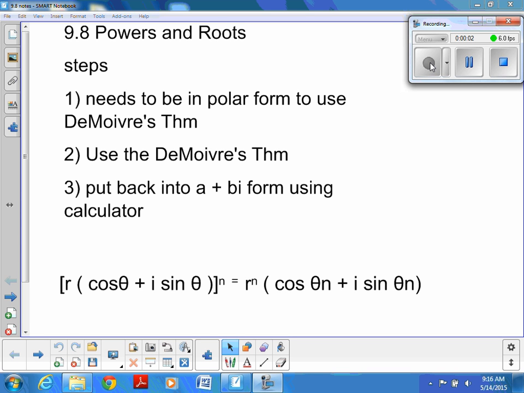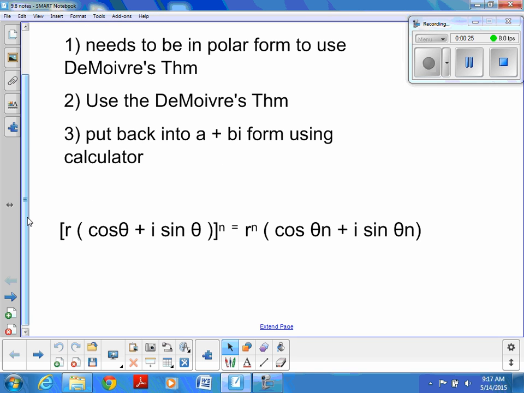Okay, so last section of the year, powers and roots. If you look at your formula sheet, we just learned products and quotients. And now if you look at the last one, it's called De Moivre's theorem. We learned how to multiply, we learned how to divide, but now how do you do a power? Do you see in De Moivre's theorem that it goes r cosine of theta plus i sine of theta raised to the nth power? The formula says to do this.